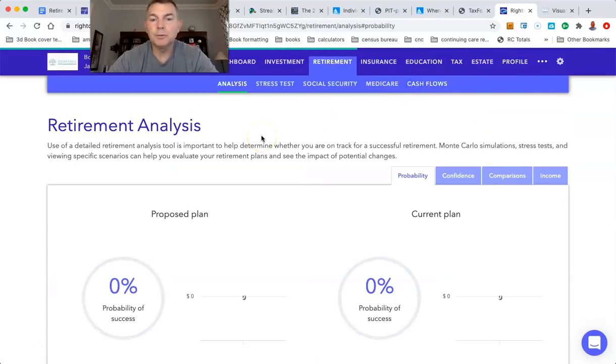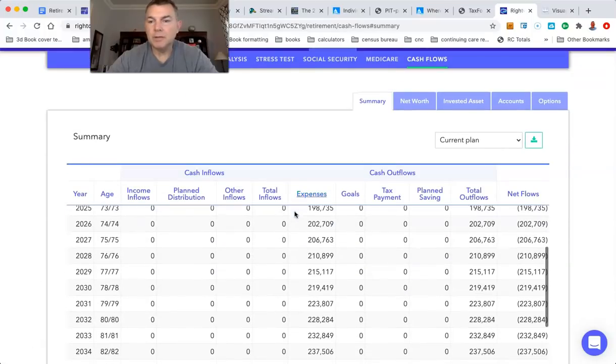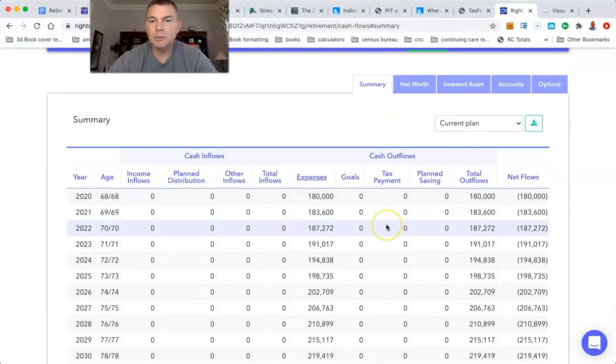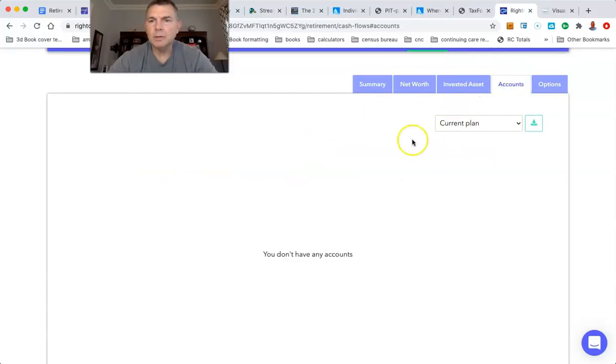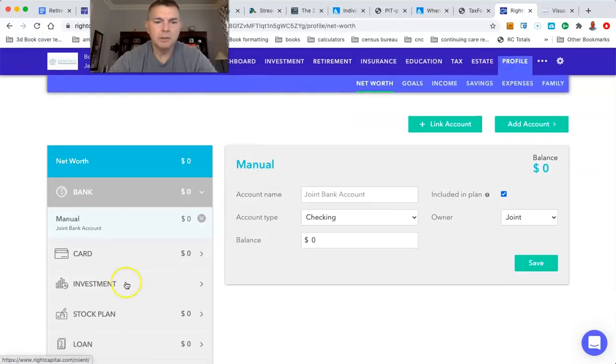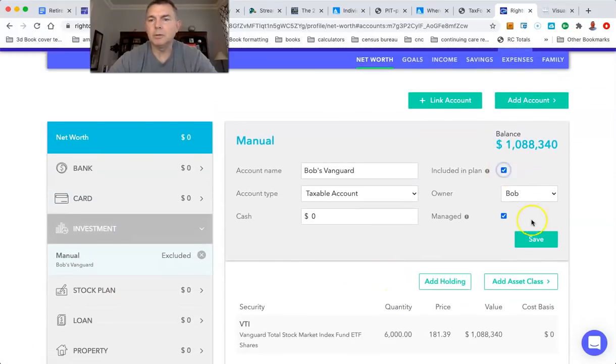Go to cash flows, and you'll see they still have no taxes. Why are we not paying taxes? That doesn't make sense to me. Why is there no tax there? Expenses 100,000, net flows. Oh, I don't have any accounts. Do I not have an account? I thought I had an account. Hold on a second. Oh, I didn't include it in the plan. There we go. All right, sweet. Helps if you include it there, big guy.